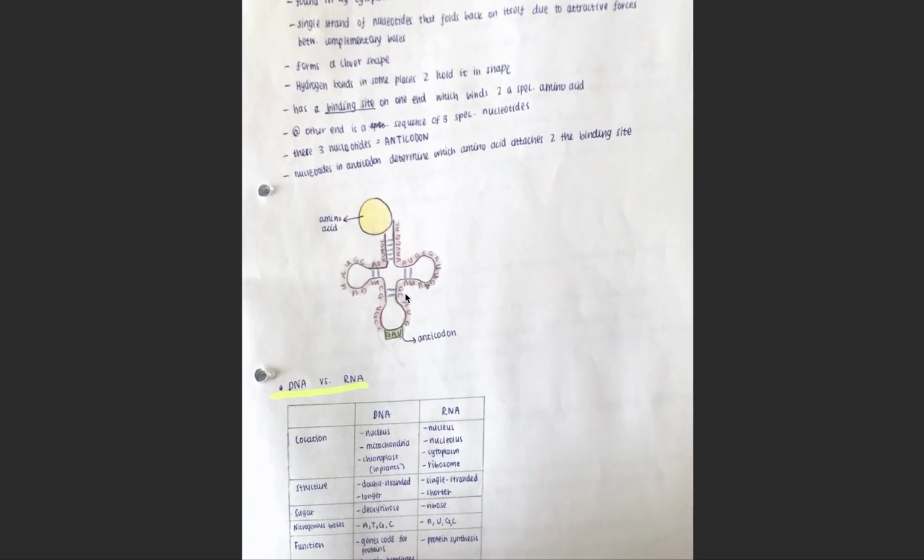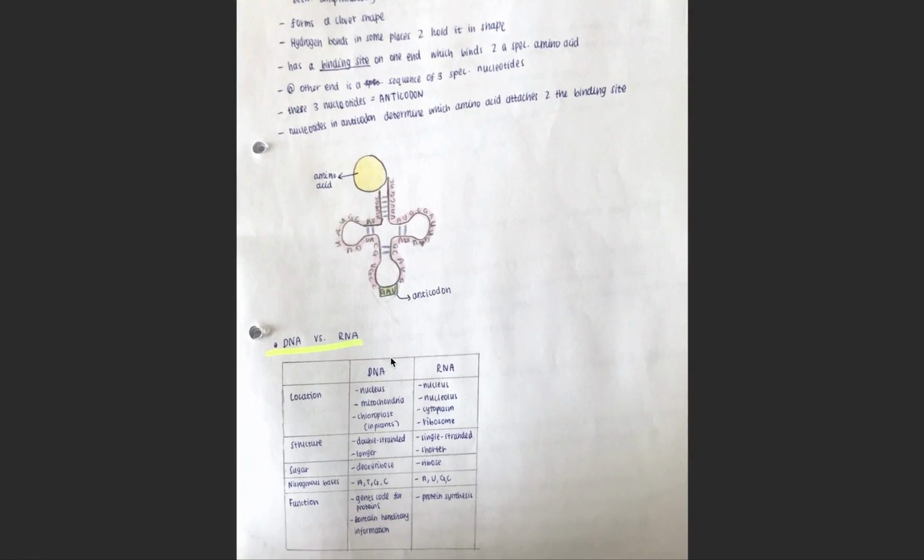If we just compare DNA and RNA, DNA is located within the nucleus, within the mitochondria, in mitochondrial DNA, and in plants it's also located in the chloroplast. RNA is located in the nucleus, and within the nucleus in the nucleolus, in the cytoplasm, and in the ribosomes. DNA is double-stranded and a lot longer, whereas RNA is single-stranded and quite a bit shorter. DNA has a deoxyribose sugar, RNA has ribose sugar. DNA has ATCG as nitrogen bases, whereas RNA has AUCG, so uracil instead of thymine.